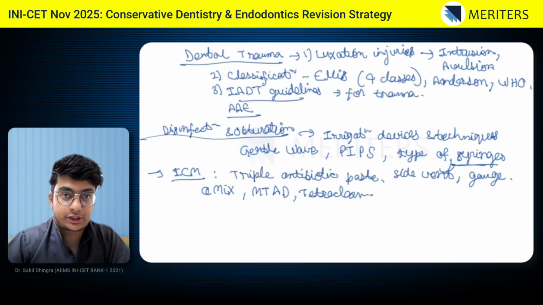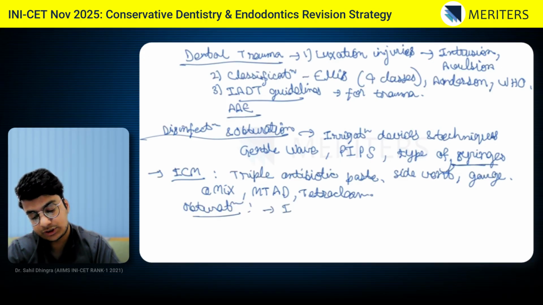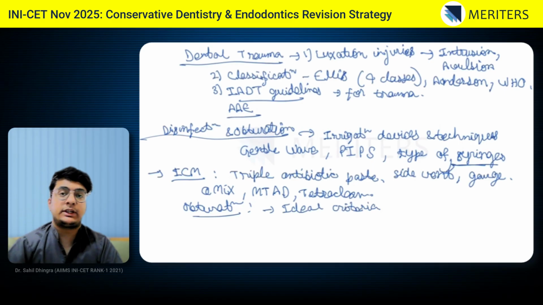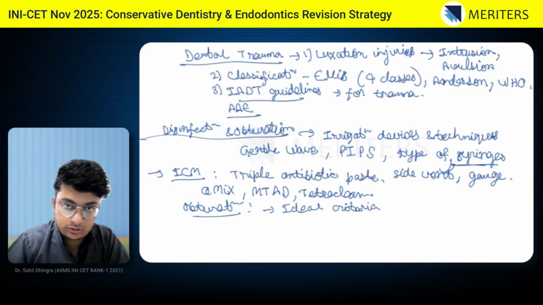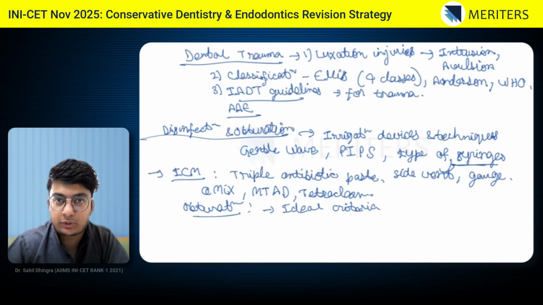Then next is the obturation techniques. In obturation, you need to know the ideal criteria for obturation, because many times they will ask you which of the following is not an ideal criterion for obturation. Then one of the options like pus discharge or weeping canal would be given, so you have to mark that option. For this, you need to know the 5-6 requirements for when you can obturate a canal.